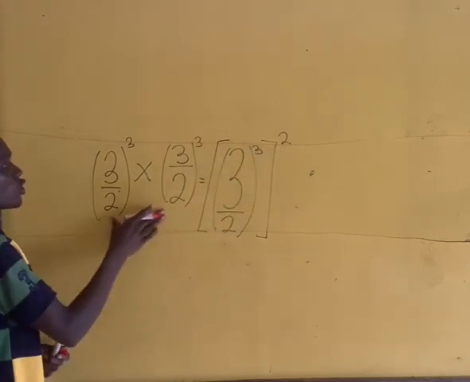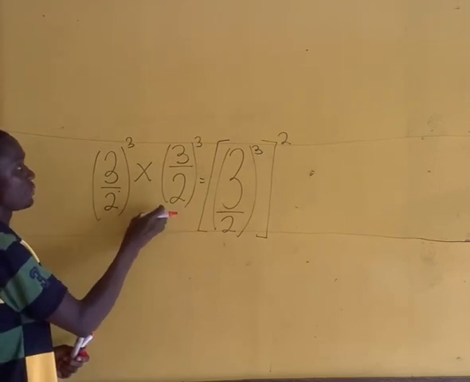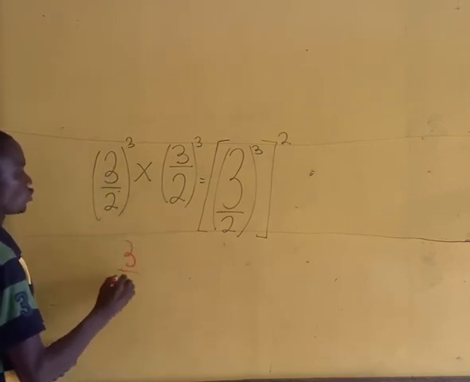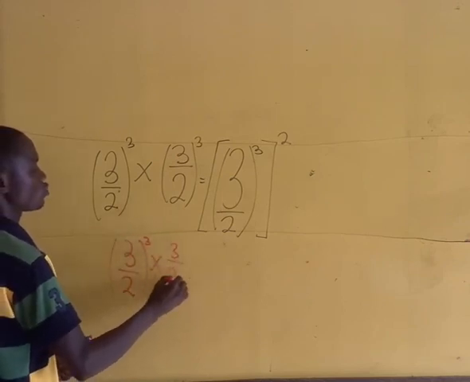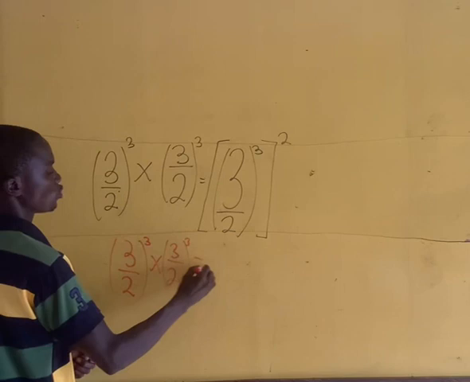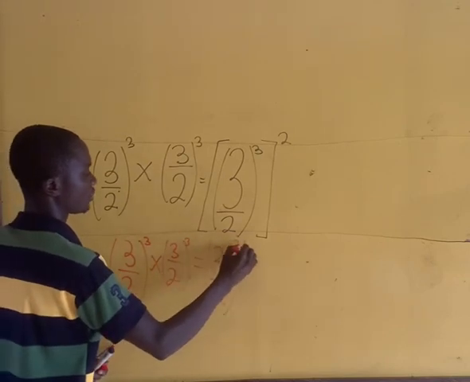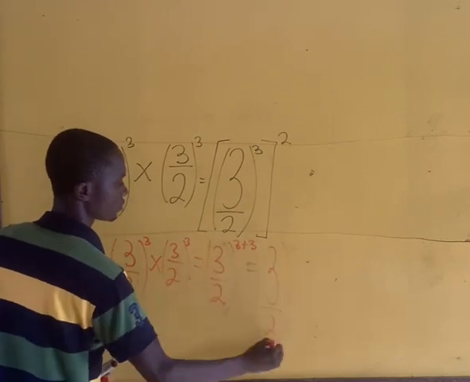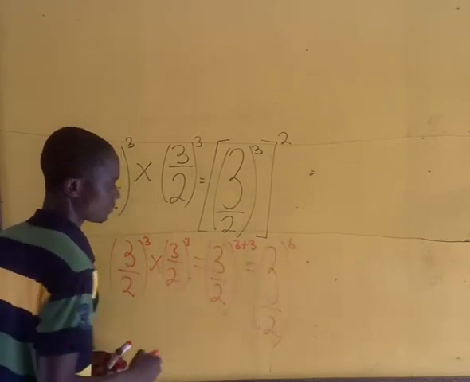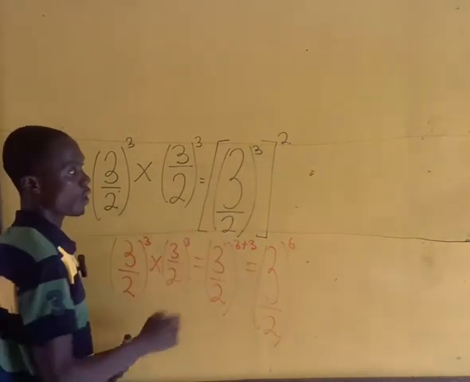Now, if I use the laws of exponent, that is multiplication, then 3 on 2 all cube times 3 on 2 all cube will give me 3 on 2 power 3 plus 3, which will give me 3 on 2 power 6. So you see that 3 times 2 will also give me power 6.